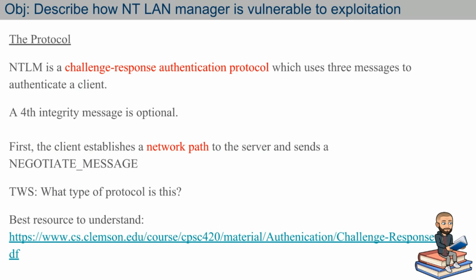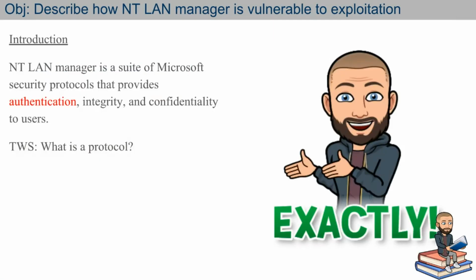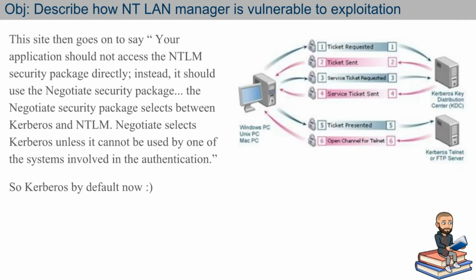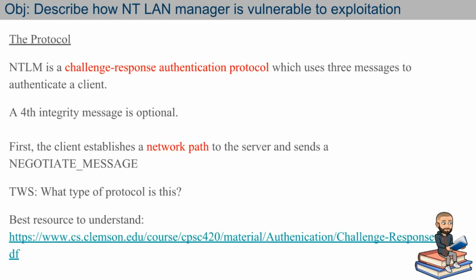And to narrow down on the vulnerability here, NTLM does something called a challenge response authentication protocol. This uses 3 messages to authenticate a client. And there is a 4th integrity message, but this is optional. First, the client establishes a network path to the server and sends a negotiate message. You remember this in the beginning of our slideshow, where I said hopefully negotiate actually chooses Kerberos instead of NTLM to use. So it establishes a path and sends this negotiate message.